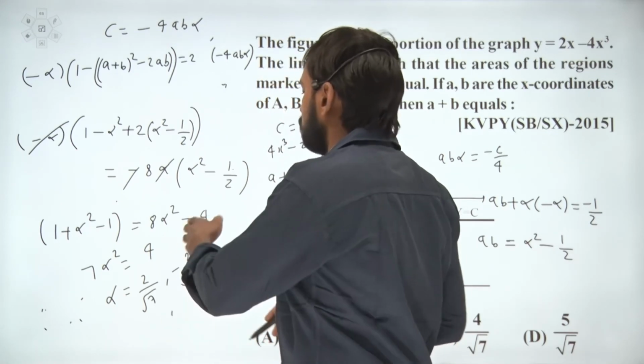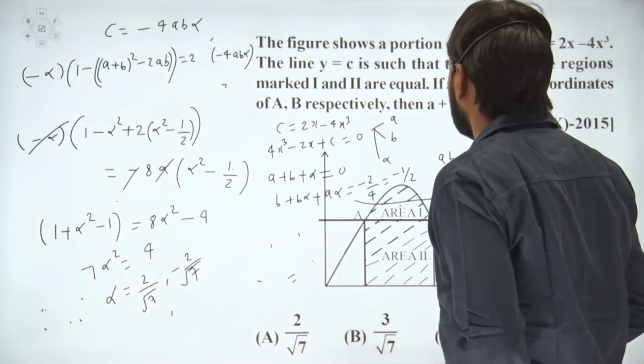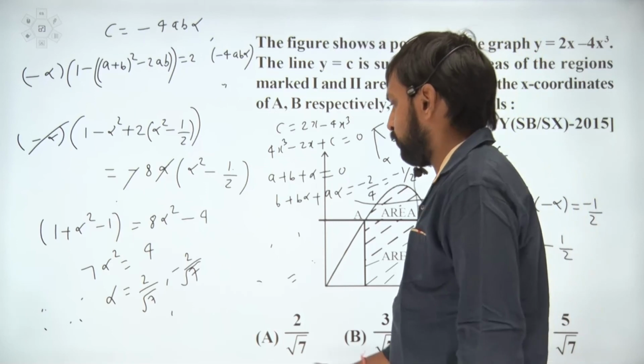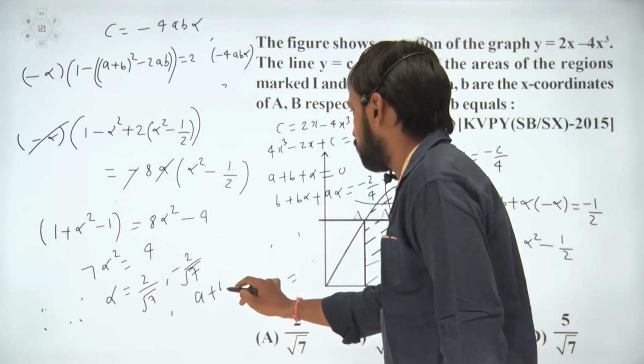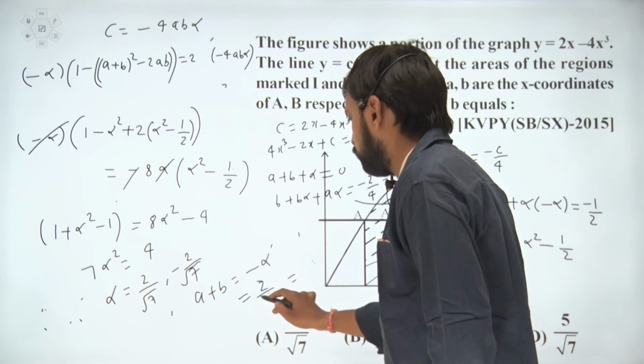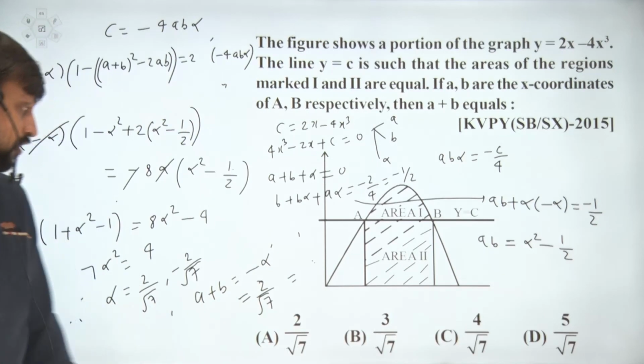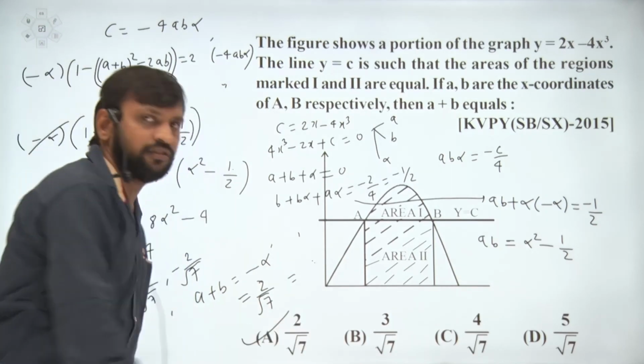So alpha is on the negative x-axis, so alpha is minus 2 by root 7, but we have to calculate the value of a plus b. So a plus b is equal to minus alpha, so that will be equal to 2 by root 7. So our correct answer is option number A. Thank you.